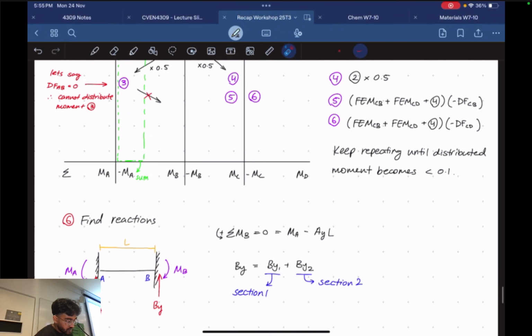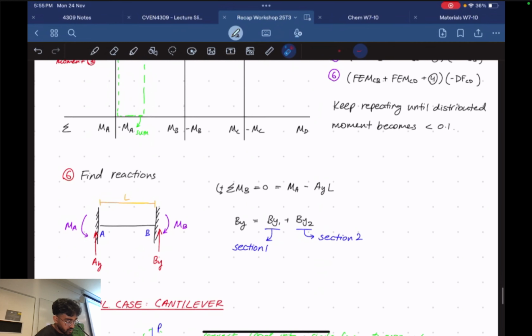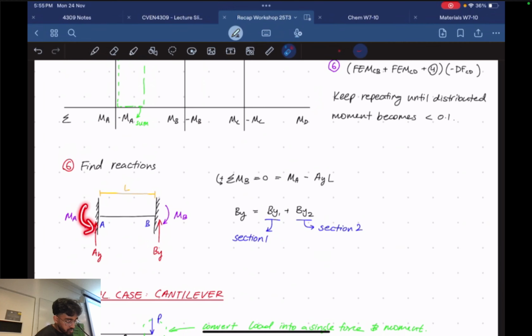After you do that, you find all the reactions. So if you have the moments here, you're going to go back to your fixed end moments part. You can actually figure out AY and BY over here using sum of moments.